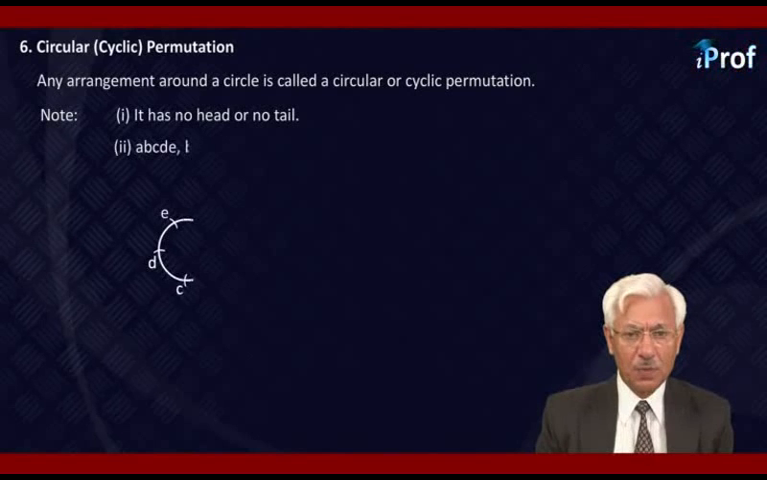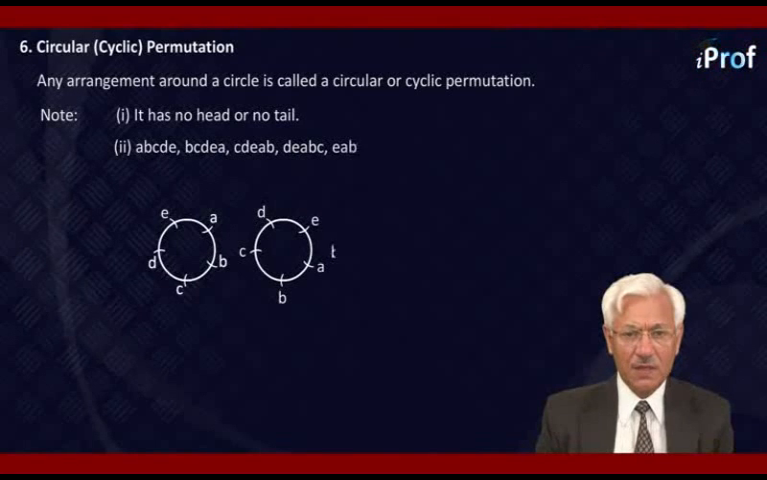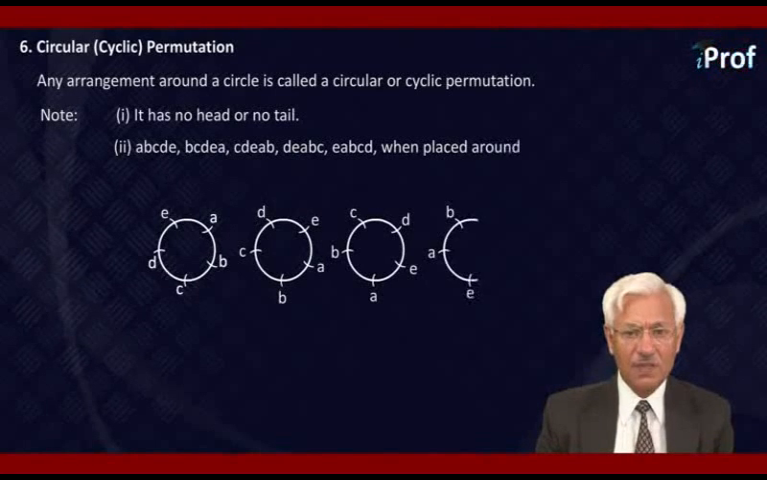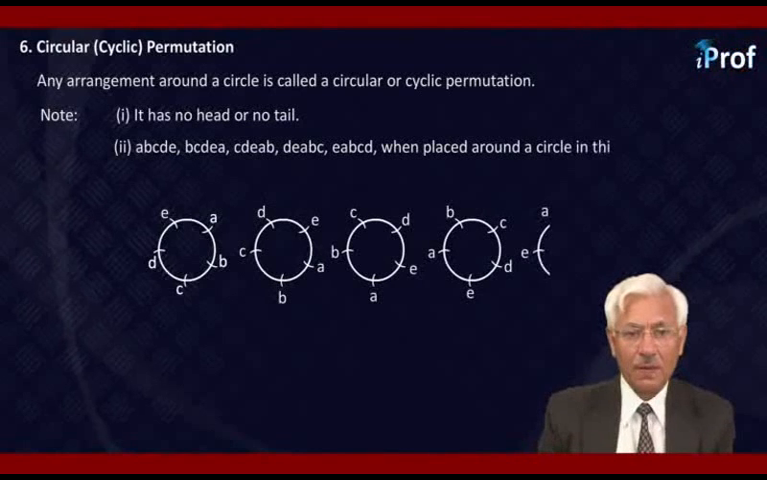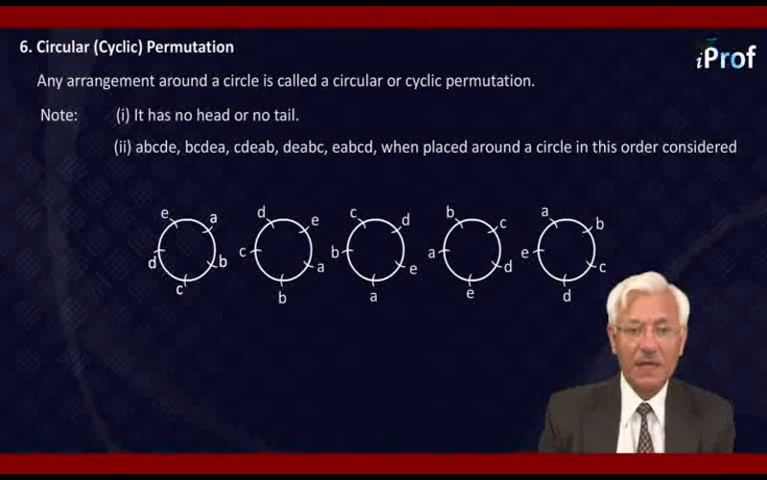ABCDE, BCDEA, CDEAB, DEABC, EABCD, when placed around a circle in this order, they represent the same permutation, that is, an identical circular permutation.